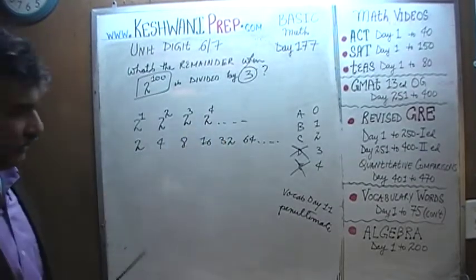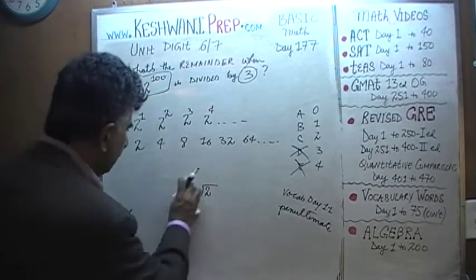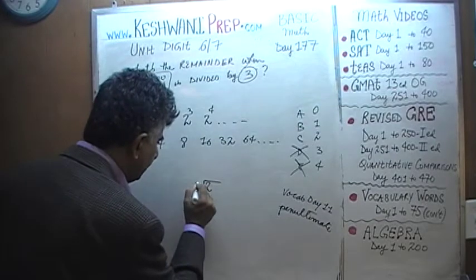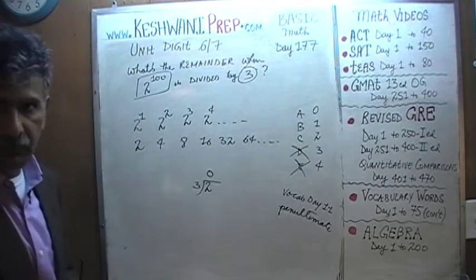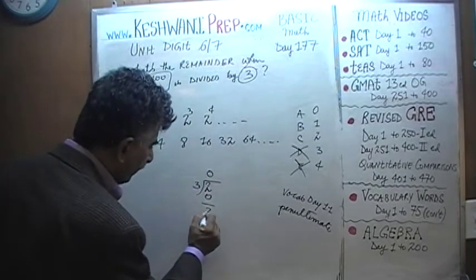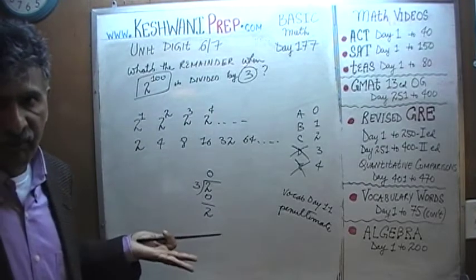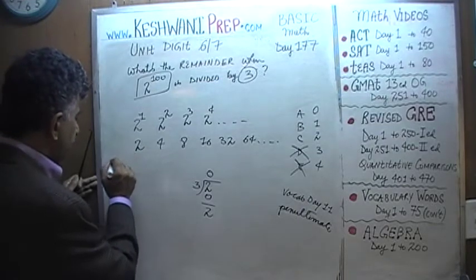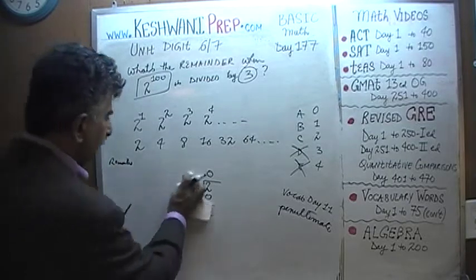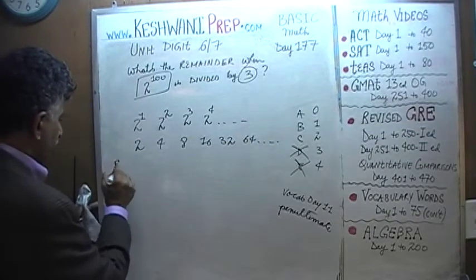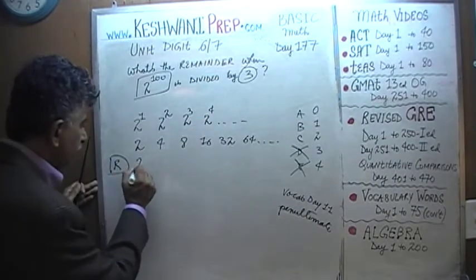Watch what happens. What happens when you divide 2 by 3? How many 3's does 2 have? 2 has no 3. 0 times 3 is 0 and the remainder is 2. In other words, 2 cannot be divided by 3. That's just 2, that's the remainder. It goes 0 times. Let's just call it R so that you know it's the remainder. When we divide 2 by 3, the remainder is going to be 2.